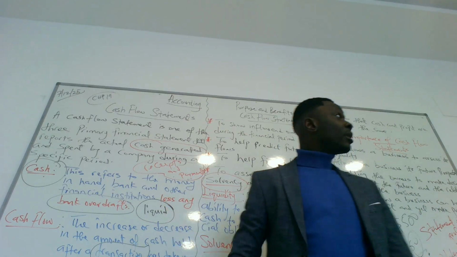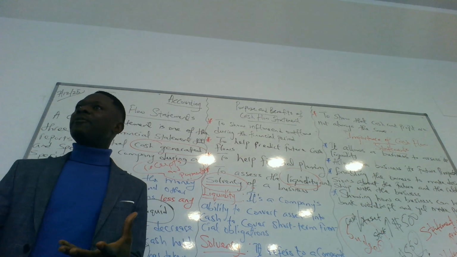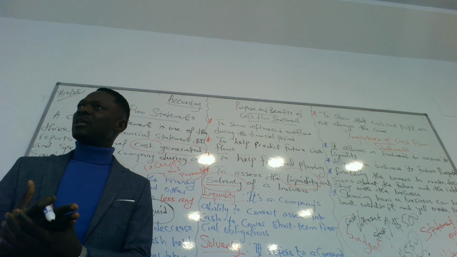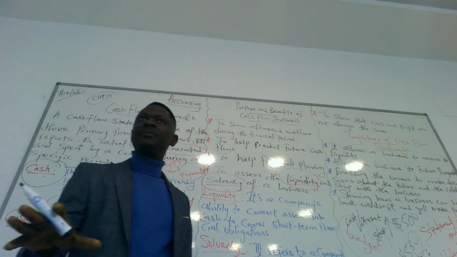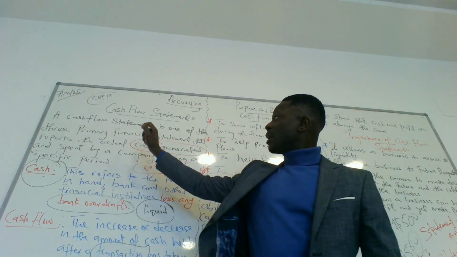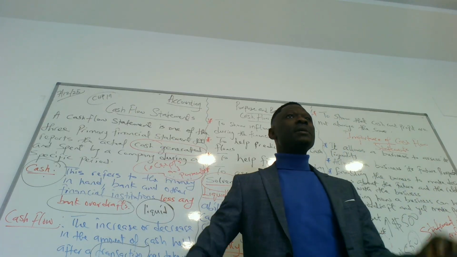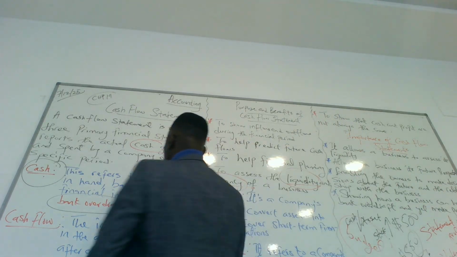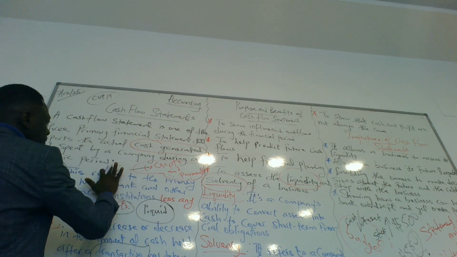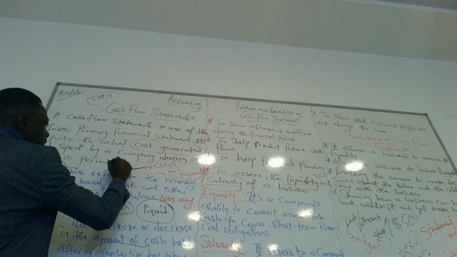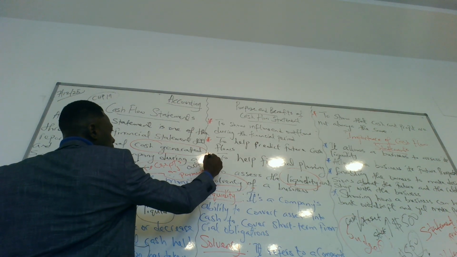I think it's clear. So that takes us to the purpose and benefits of cash flow statements. Why do we have to prepare a cash flow statement? And what is the reason for preparing it? Number one, to show inflows and outflows. Remember I said here that a cash flow statement is about what? Receipts and payments. So receipt means inflows for the business, and payment means outflows for the business.